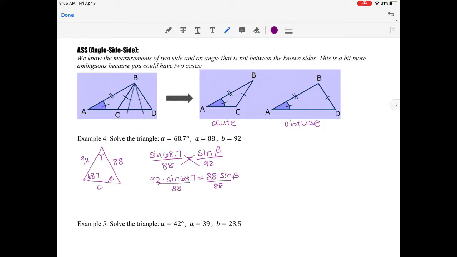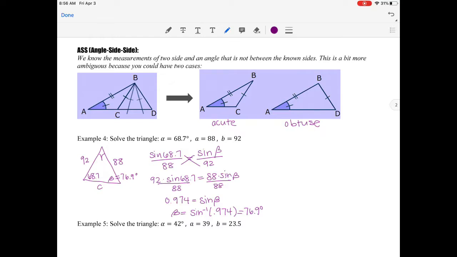Let's divide both sides by 88. Now this time I probably would evaluate the left side, so 92 times sine of 68.7 divided by 88 equals 0.974 sine of beta. So to get beta, we're going to do the inverse sine of 0.974. So inverse sine of 0.974 is equal to 76.9 degrees. Okay, so you think about this as being 76.9 degrees.